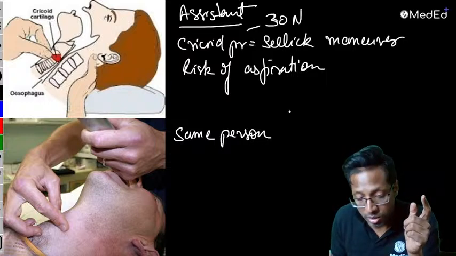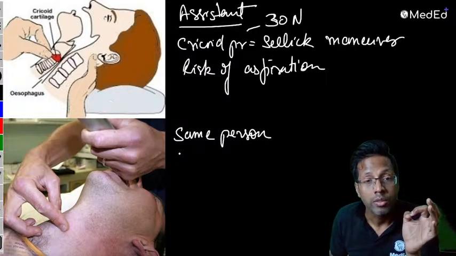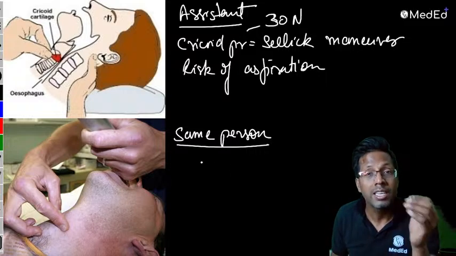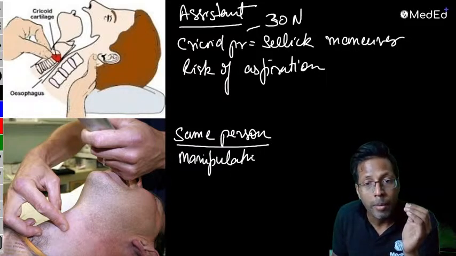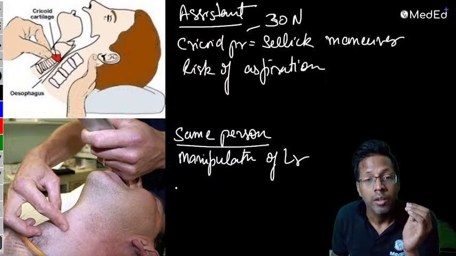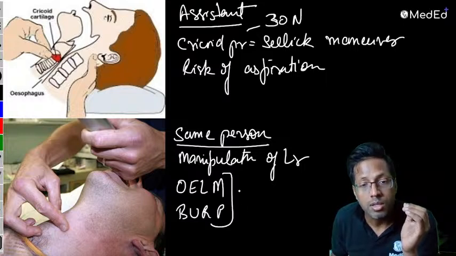Okay, 13 Newton pressure is given. That is cricoid pressure, but this is not cricoid pressure. This is called when the same person is manipulating. So what is this person doing? He is doing a manipulation of the larynx. This is called optimal external laryngeal manipulation or the BURP maneuver. This is done to increase the laryngoscopic view before intubation.